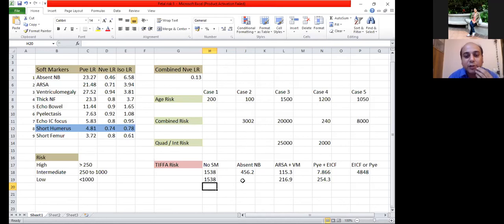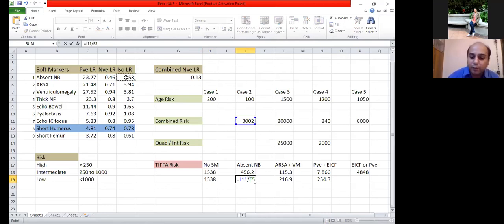For a single soft marker, we straight away go for the isolated LR. We have already calculated it. It is 6.58. So we simply put an equal to sign. The risk before the scan is this. We divide this by the isolated LR, and the answer comes out to be 456.2. So this is intermediate risk. With intermediate risk at the time of the TIFA scan, we need to go for an invasive test like amniocentesis.